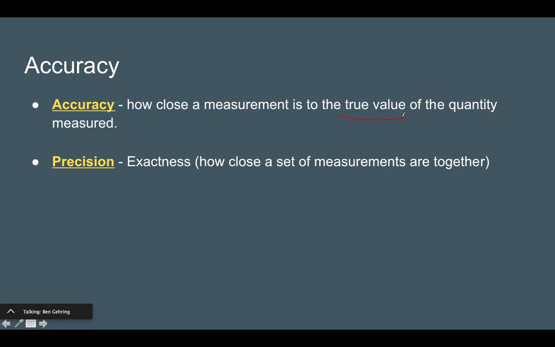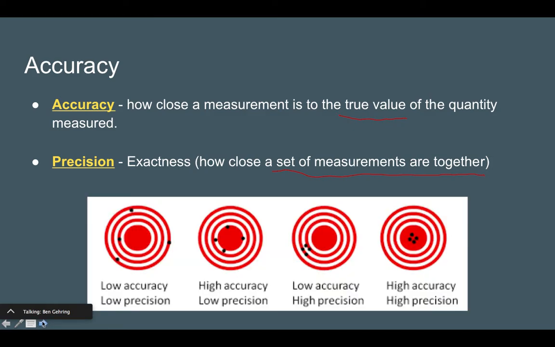That's accuracy. Precision is exactness, or how close a set of measurements are together. So in this case, the answer is 3. If I get 4.2, 4.15, 4.22, 4.18, all of those are very close together, so my reading was precise but not accurate. And this is kind of a visual demonstration of it.